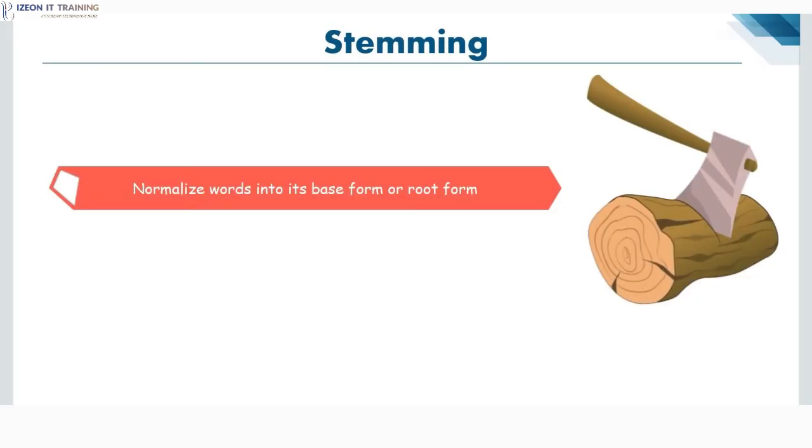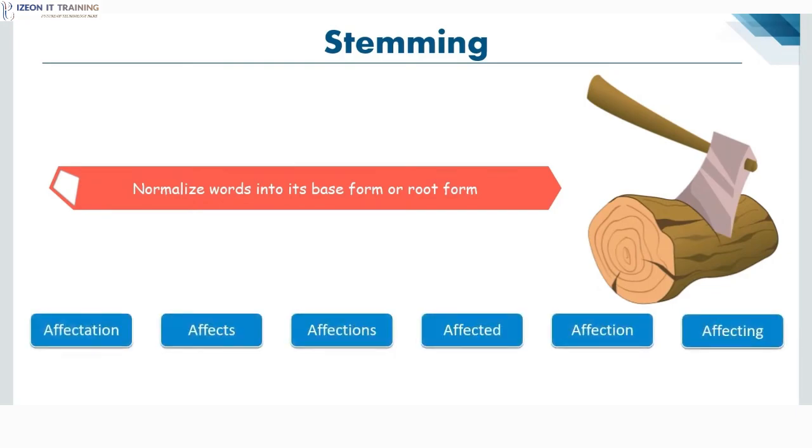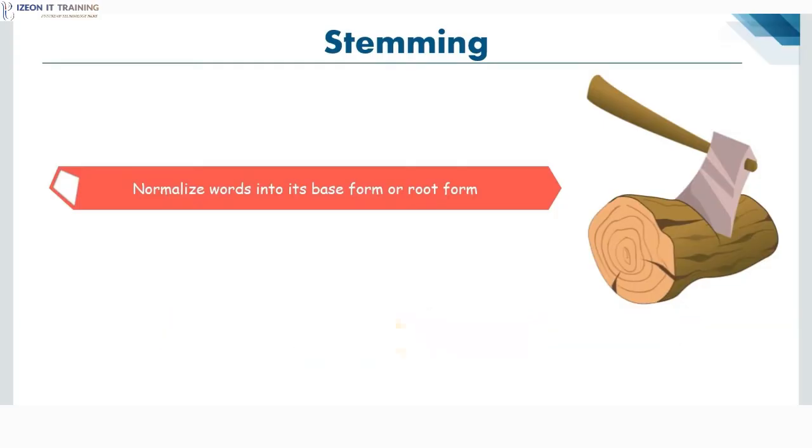So for that, we have stemming. Now, stemming usually refers to normalizing words into its base form or the root form. So if we have a look at the words here, we have affectation, affects, affections, affected, affection, and affecting. As you might have guessed, the root word here is affect. One thing to keep in mind here is that the result may not always be the root word.